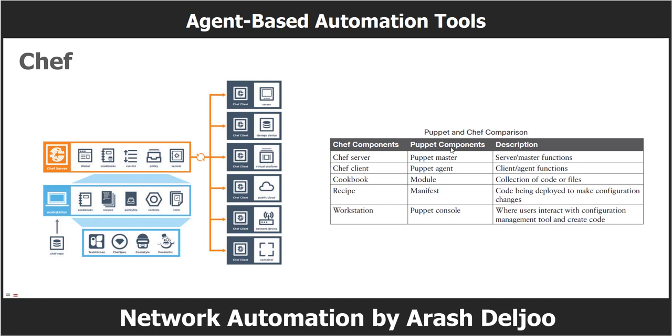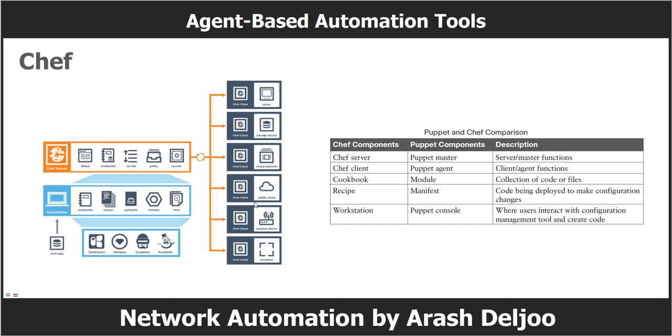This table compares the components of Chef and Puppet and provides a brief description of each component. Let me review this table. Here we have the Chef component and the Puppet component. About the Puppet components we learned before, we have the Puppet master, and in Chef we have the Chef server, whose description is the server or master function. For Puppet we had the Puppet agent, and here we have the Chef client, which means the client or agent function.